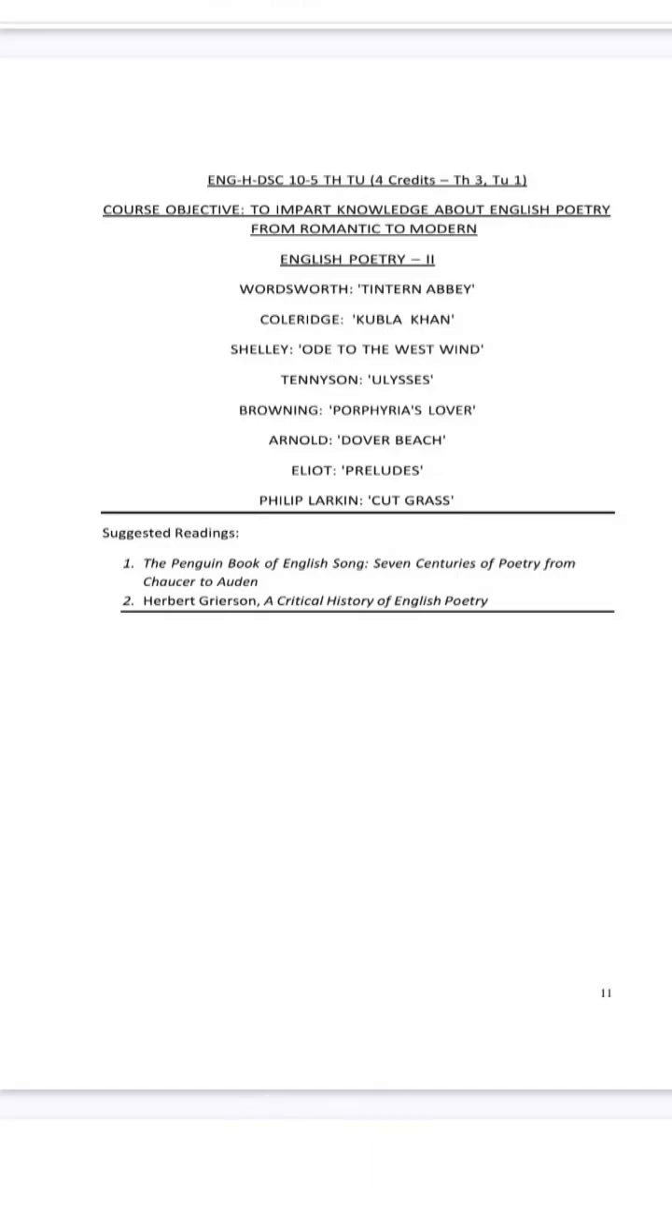Next, we have T.S. Eliot's Preludes, with the themes of fragmentation, alienation, and other key modernist features. Then we have Philip Larkin's The Trees, with a focus on mortality, transience, and nature's fleeting beauty. That is all from DSC 10, which is your second paper in the fifth semester.